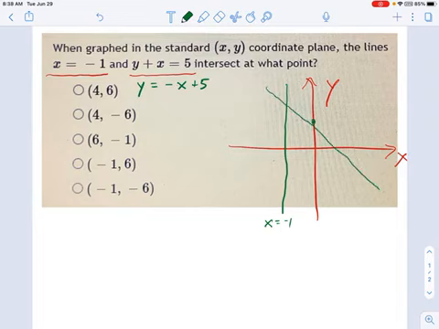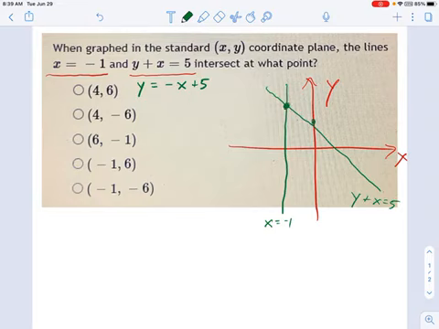Okay, and I missed my y-intercept. That's fine. So here's my two lines. Here's your line y plus x equals 5. The other one's x equals -1. And you can see, yeah, they intersect right at this point over here. So how do we find that point?